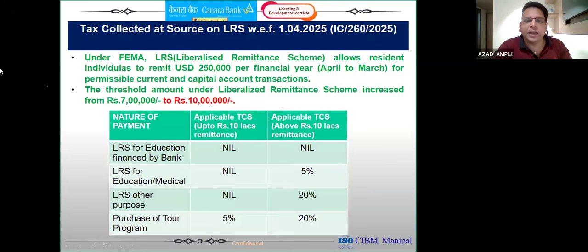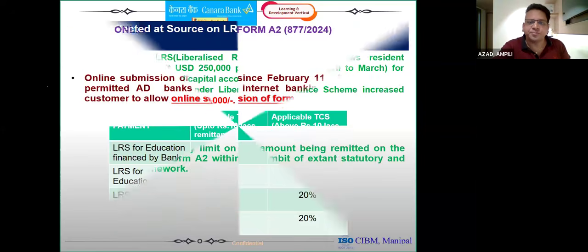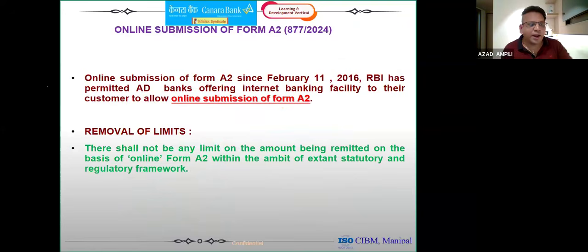Okay. So now, up to 10 lakhs, no tax. Above 10 lakhs, only then will tax be there. And for different purposes, different rates are there. If you see 260/2025, you'll get more details. Yes. Online submission of Form A2.